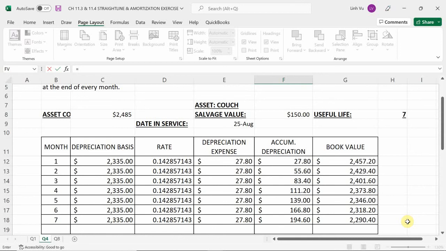So instead of doing it by month, I want to do it at the end of the year of my first year. If I put my asset into service as of September, how much can I actually depreciate for the first year?